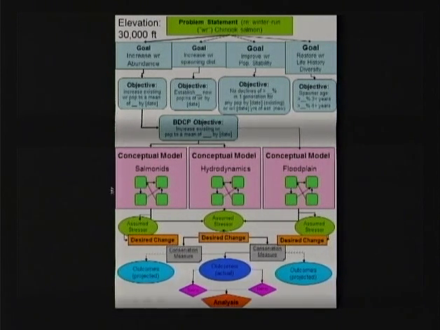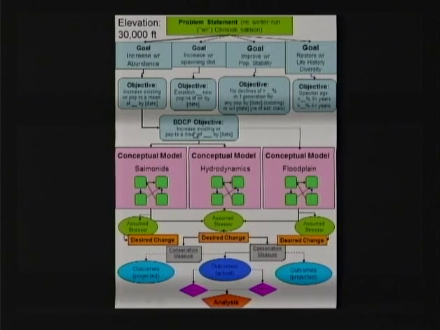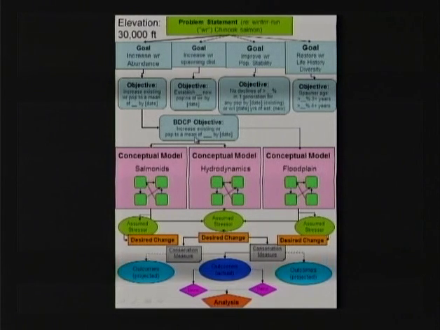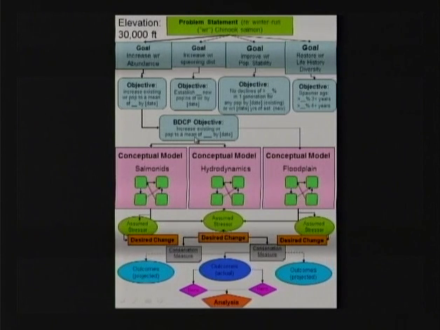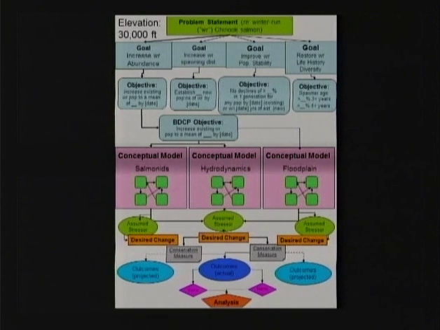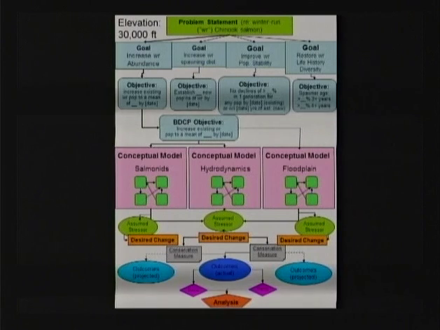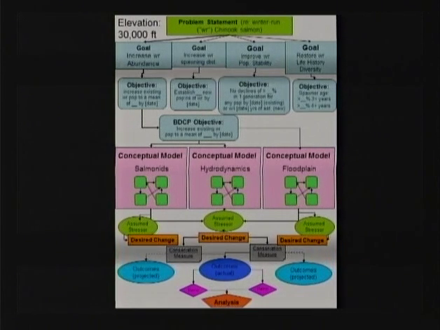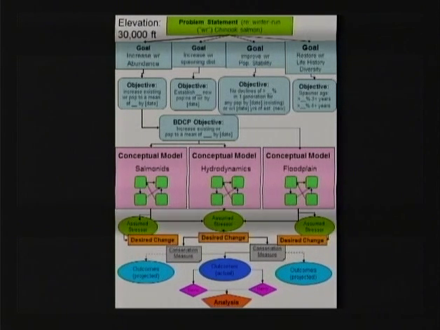And I'm not going to go a lot into the objectives. We'll just come down here to what we call the BDCP objective. And this is not the actual BDCP objective. This is just some language that we're using here. So increase existing winter run population to a mean of X by X date. That's our objective. It doesn't say how we're going to do it. It just says that's what we want to do.